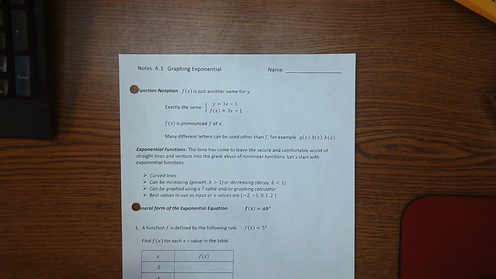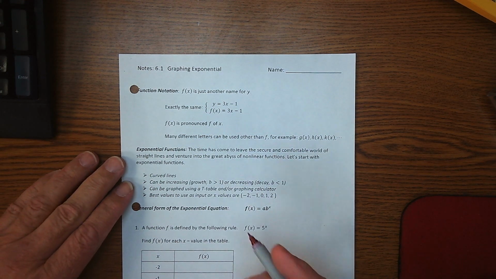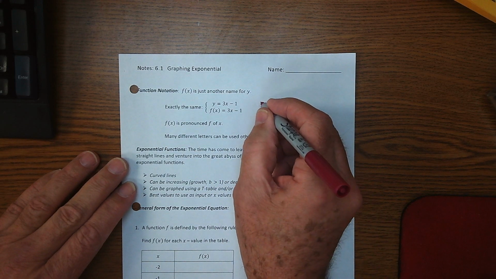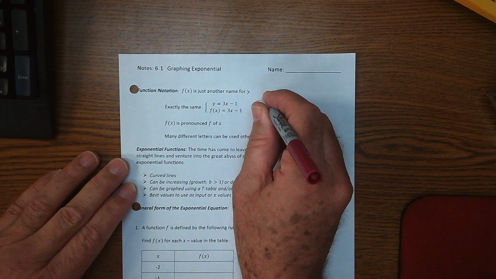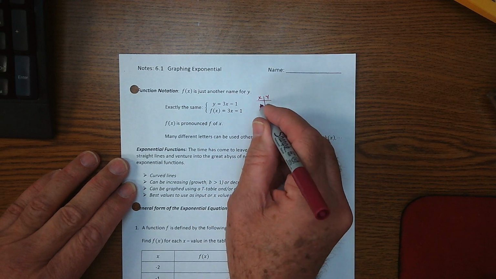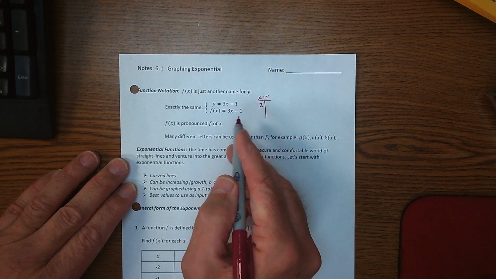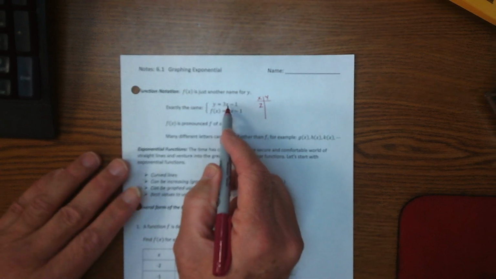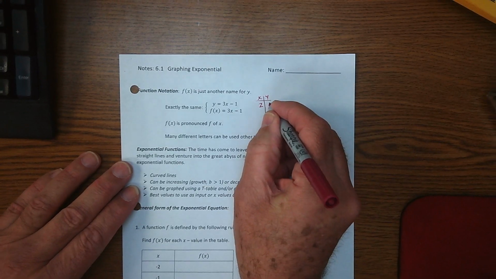notation means. It's just a notation that means the same thing as y. And so when we look at our table of values here for y, this would be my x, this would be my y, we take a number and put it in for x here. I go 3 times 2 is 6, minus 1 is 5, so y would equal 5.